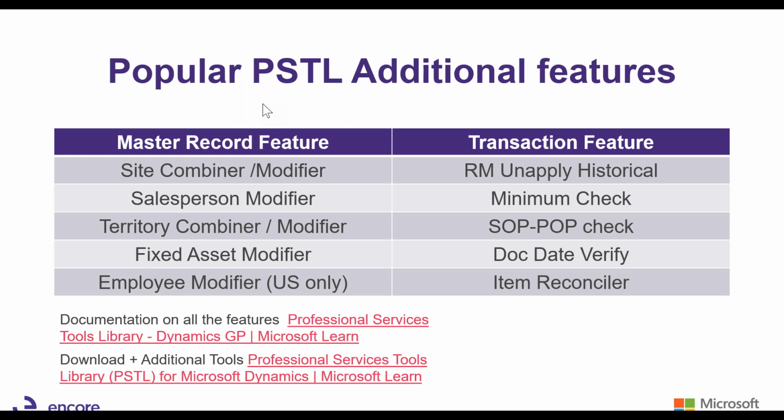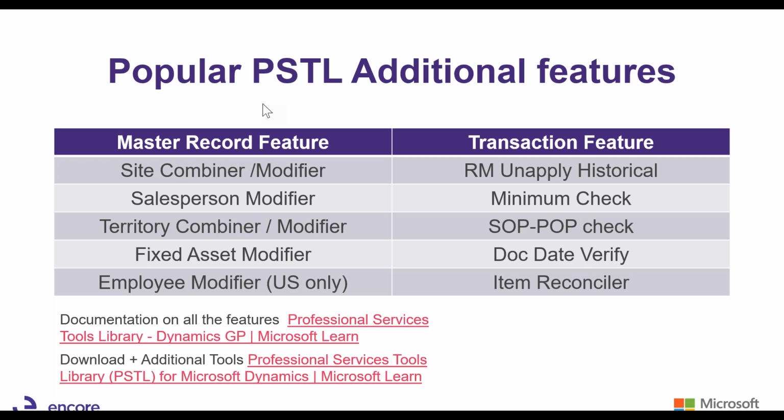SOP POP check, so that when you're entering your sales order processing documents, you must put in a purchase order number from the customer. You can do a doc date verify, so you can say do not allow dates that are outside a certain range. That's really nice so you don't end up keying in something like 2204 instead of 2024.